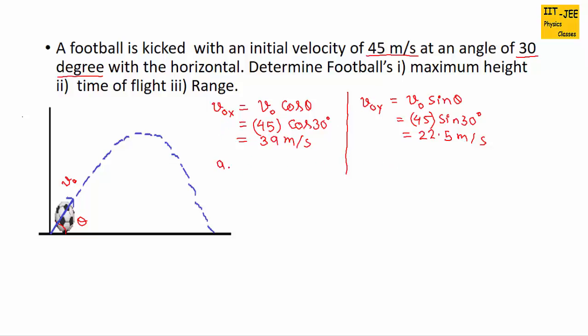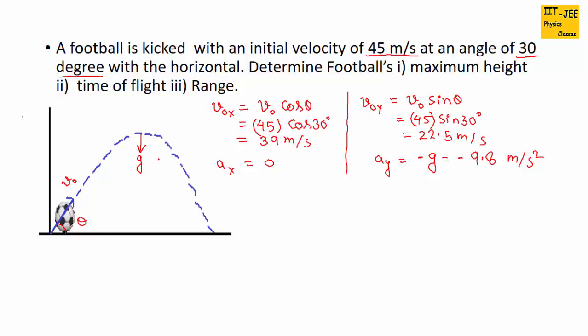Now the horizontal acceleration would be 0 because there is no horizontal acceleration in projectile motion, and vertical acceleration is actually the gravitational acceleration acting vertically downward at all the points. So ay equals minus g, or minus 9.8 meters per second squared. Now we have noted down all the givens here. So first of all we have to solve for maximum height.